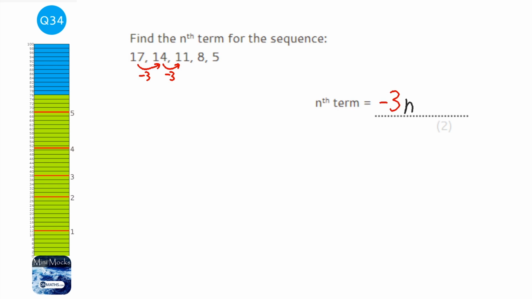The next step is you go backwards 1 and find out what the 0th term is. So the 0th term here is going to be 20, because 20 take away 3 is 17. And this we add on to the end here. So it's -3n plus 20. And always check it. So for the first one, n is 1, so -3 times 1 is -3, plus 20 is 17. For the 5th term, -3 times 5 is -15, -15 plus 20 is 5, which is our 5th term.